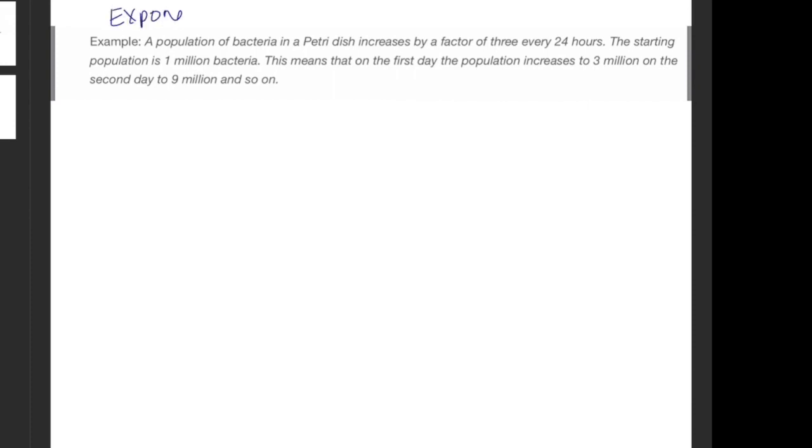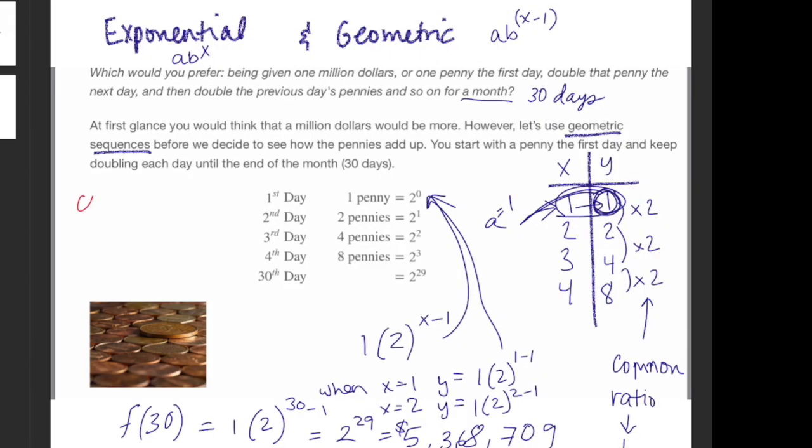Here's another problem. A population of bacteria in a petri dish increases by a factor of 3 every 24 hours. Then the starting population is 1 million bacteria. So again, you have to figure out if the graph is going to be continuous or discrete. Are we talking about continuous or discrete variables here?